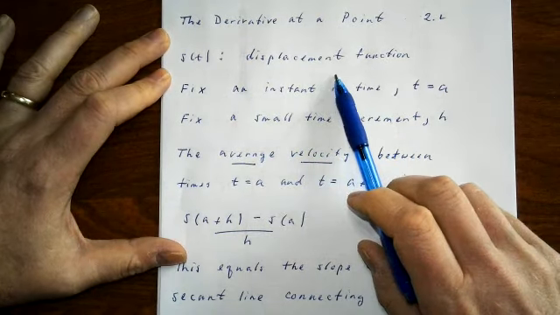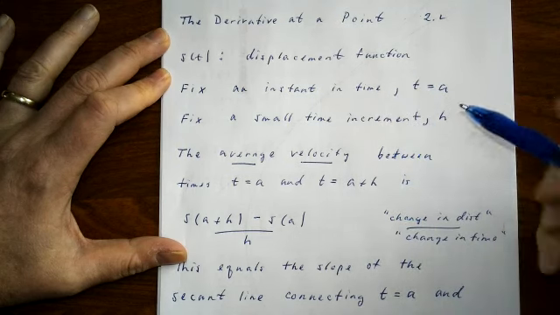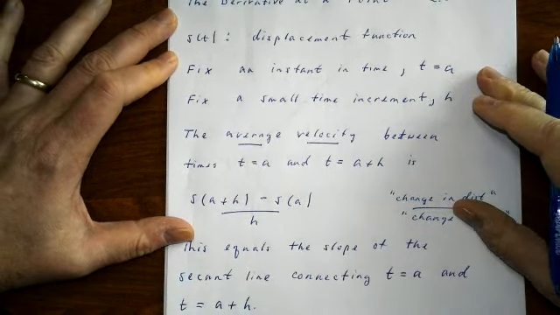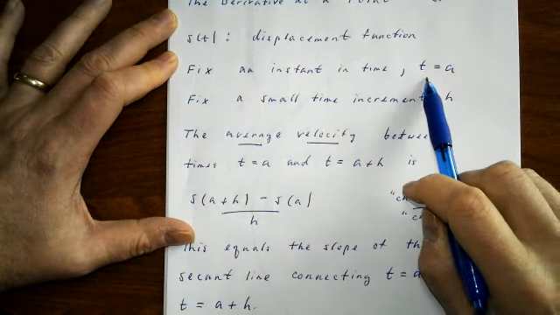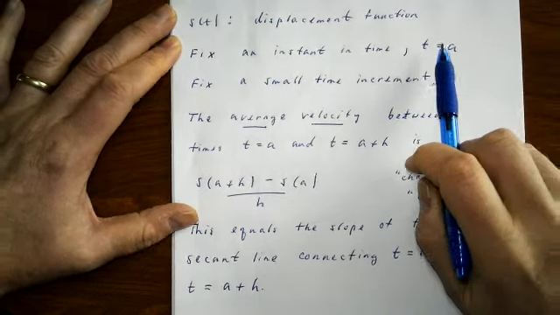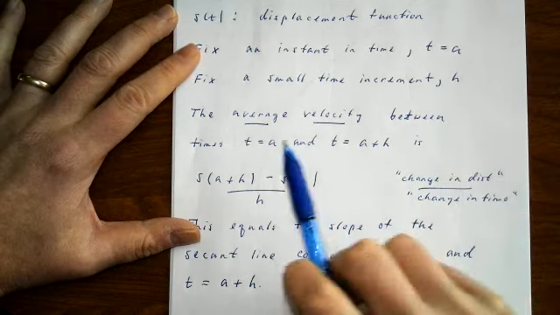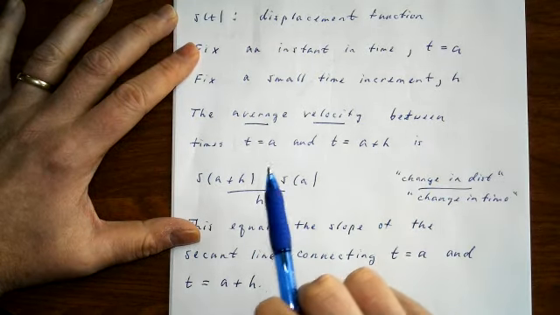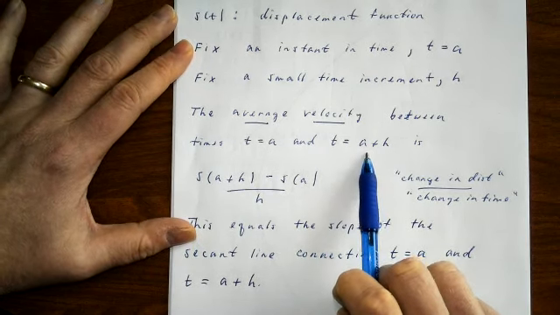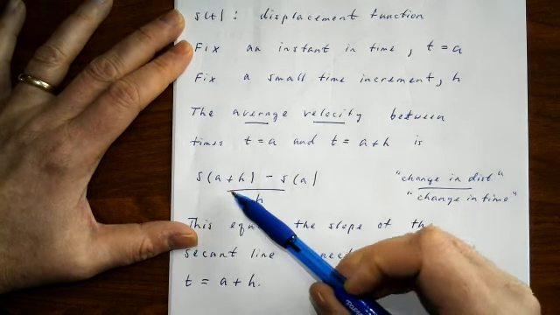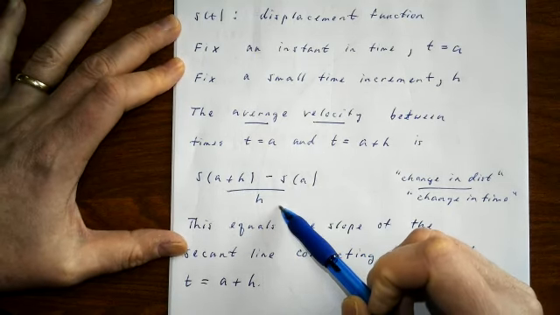Lately we've been letting s of t denote a displacement function. It might represent, if I'm traveling somewhere, the distance at a particular point. Then we fix a particular instant in time, and usually I've been denoting a as that time. Then we fix a small time increment, which we usually call h. The average velocity between the starting time t equals a and a little bit later, which is t equals a plus h, is s of a plus h minus s of a divided by h.